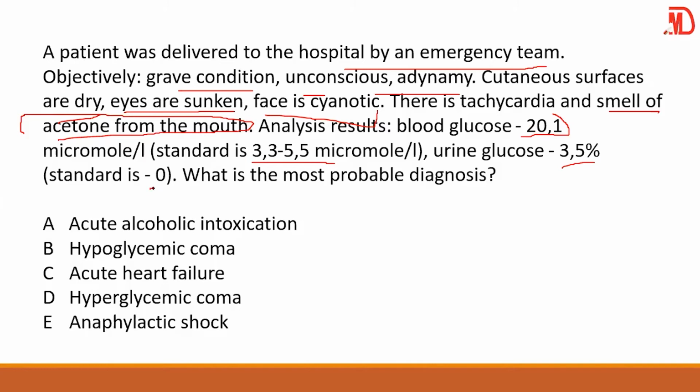So what are you thinking about? Of course, you're thinking of DKA, or diabetic ketoacidosis. But that one is not here. So what comes to mind? Hyperglycemic coma. But actually the right diagnosis is DKA, diabetic ketoacidosis. So the answer is D.